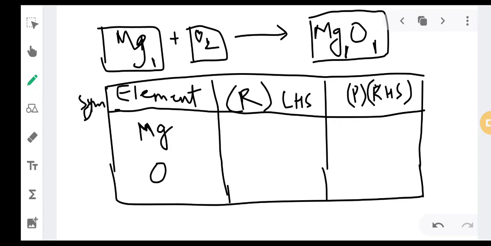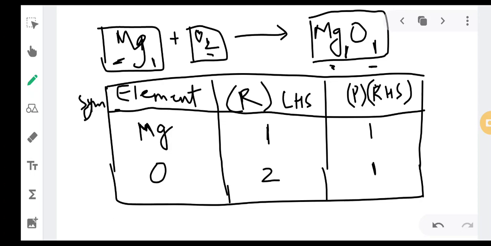So magnesium on the left hand side, how many magnesium are there? If you can see over here, there is only one magnesium. And how many oxygen are there on the left hand side? There are two oxygens. And on the right hand side, how many magnesium are there? There is a single magnesium, and oxygen is also one in number.